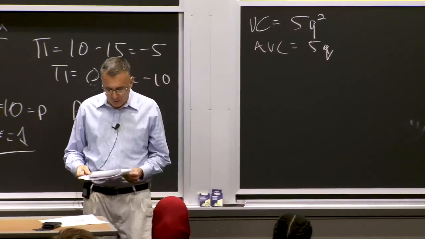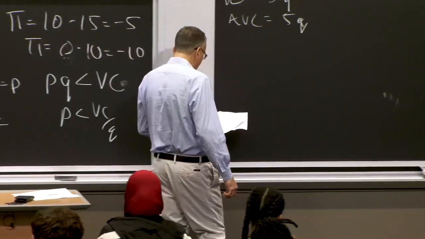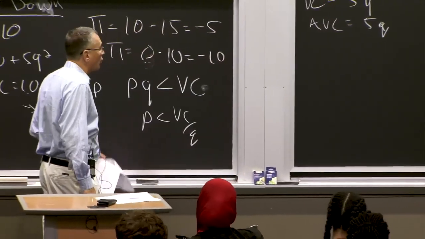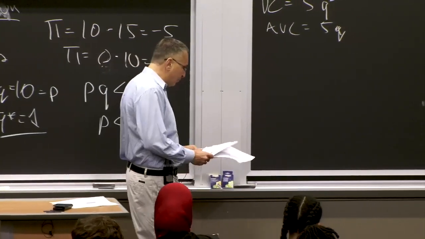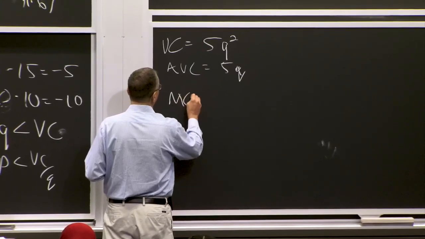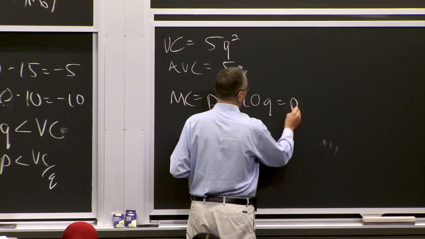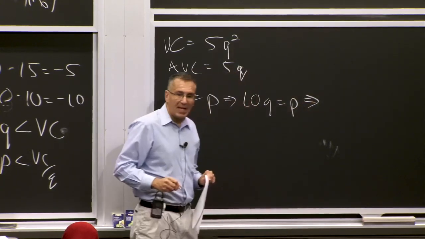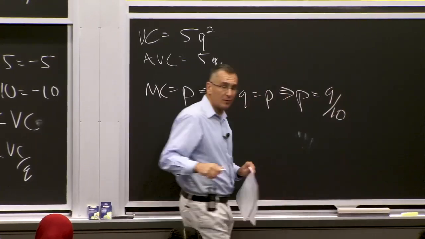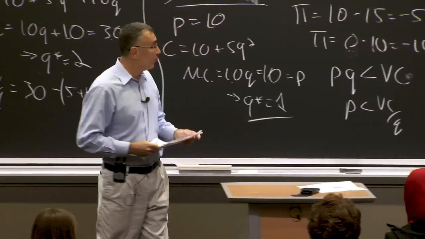Those are average variable costs. Now remember that you want to shut down if variable costs are greater than the price. We can express the price in terms of Q, because remember, marginal cost equals price. So 10Q equals P. So at the optimum, it is always true that P equals Q over 10. That's the profit maximizing condition.